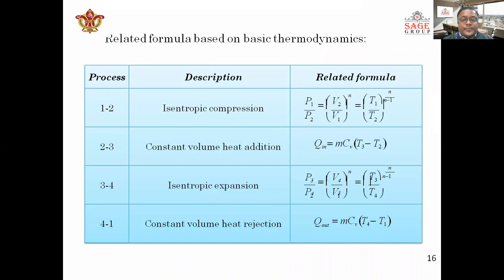This is the description of the 1 to 2 process, isentropic compression, which you can see here: P2 by P1 is equal to (V1 by V2) to the power of n, and T2 by T1 is equal to (P2 by P1) to the power of (n minus 1) upon n. Similarly, constant volume heat addition, the heat supply formula is mCv (T3 minus T2). Isentropic expansion: P3 by P4 is equal to (V4 by V3) to the power of n, which is equal to (T3 by T4) to the power of n upon (n minus 1). In the 4 to 1 constant volume heat rejection process, the exhaust gas goes to the atmosphere: mCv (T4 minus T1).